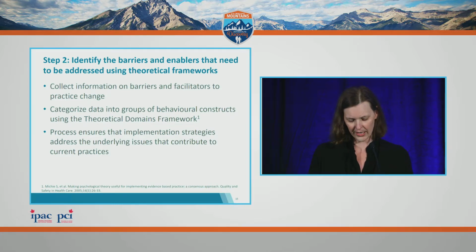What is recommended by this 4-step process is to categorize the barriers and enablers into common categories, and that's where our theory comes in. In this case, we use the Theoretical Domains Framework.